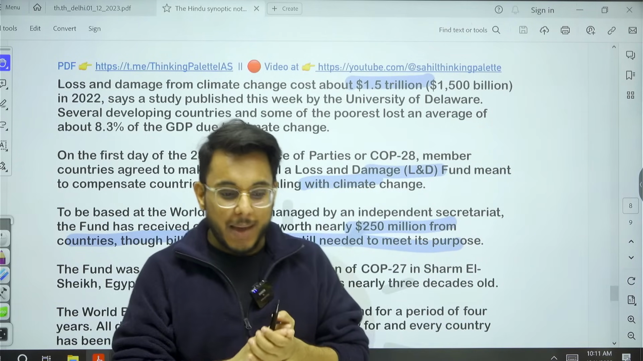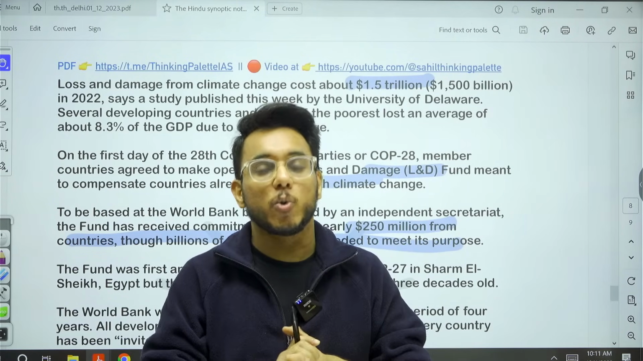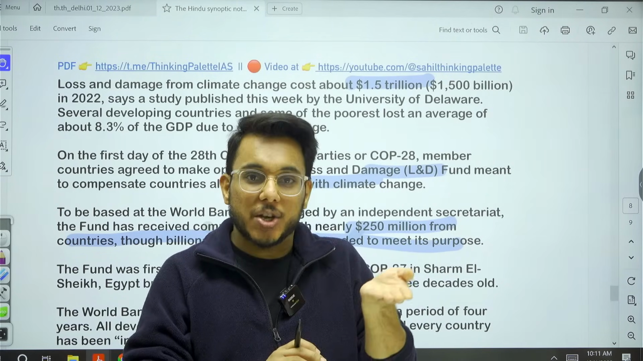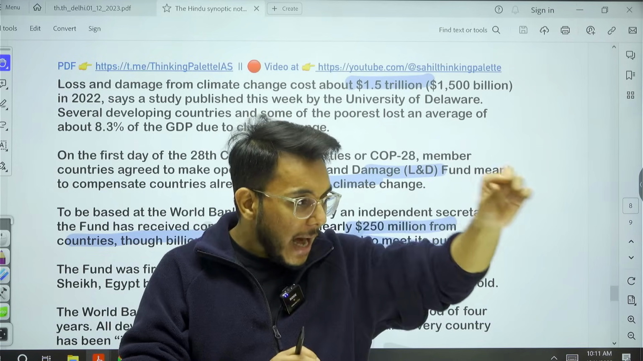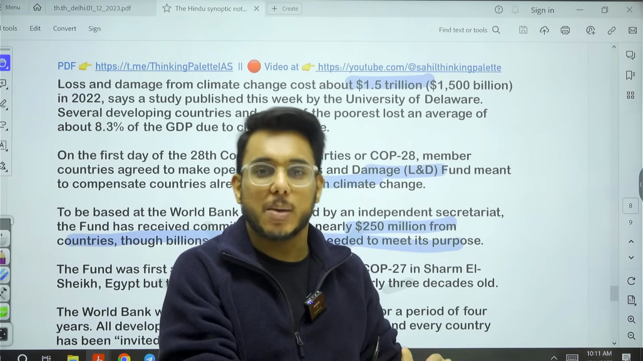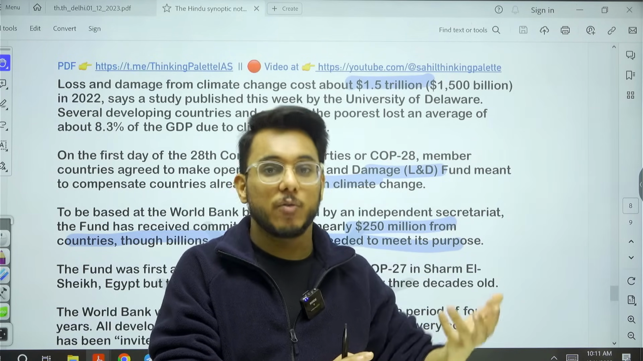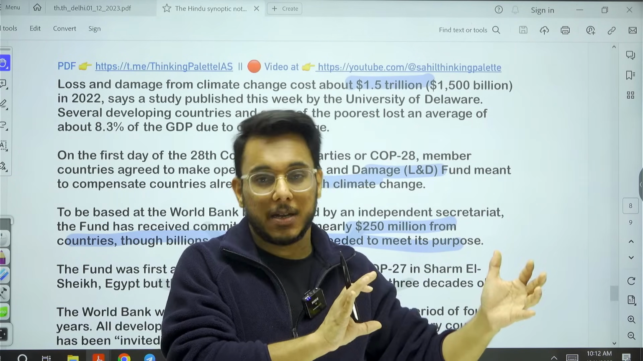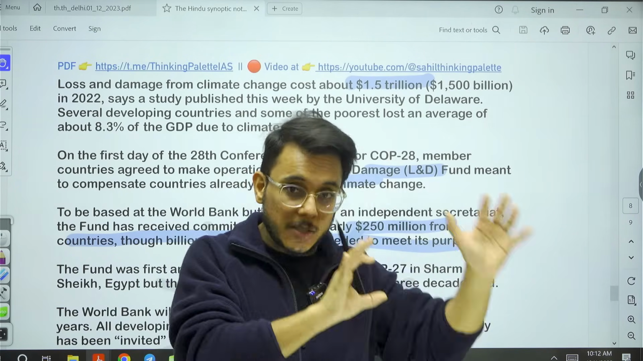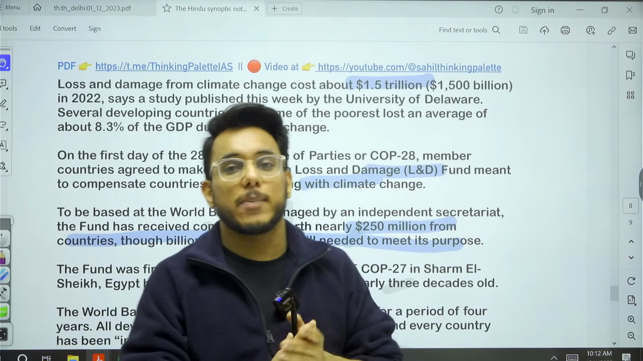For example, guys, many island nations are completely dependent on tourism. But because of temperature rise, sea level is rising, and large areas of coast are now going to submerge. They will face losses in tourism. Tourism revenue will be lost. So they are facing a loss. Some countries will be damaged by climate change, so in order to compensate them, this loss and damage fund is being created.